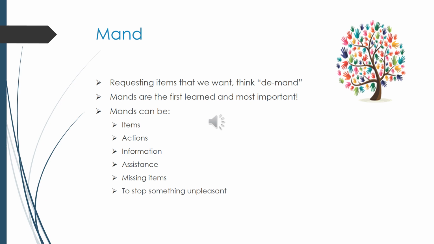As previously mentioned, mands are requests for items or activities we want. Mands are the first thing learned and the most important. It benefits the child directly. By learning to mand, a child can ask for the things they want. Mands can be items such as toys or food, actions such as hugs or spins. It can also be a request for information, assistance or help, finding missing items, or to stop something unpleasant.